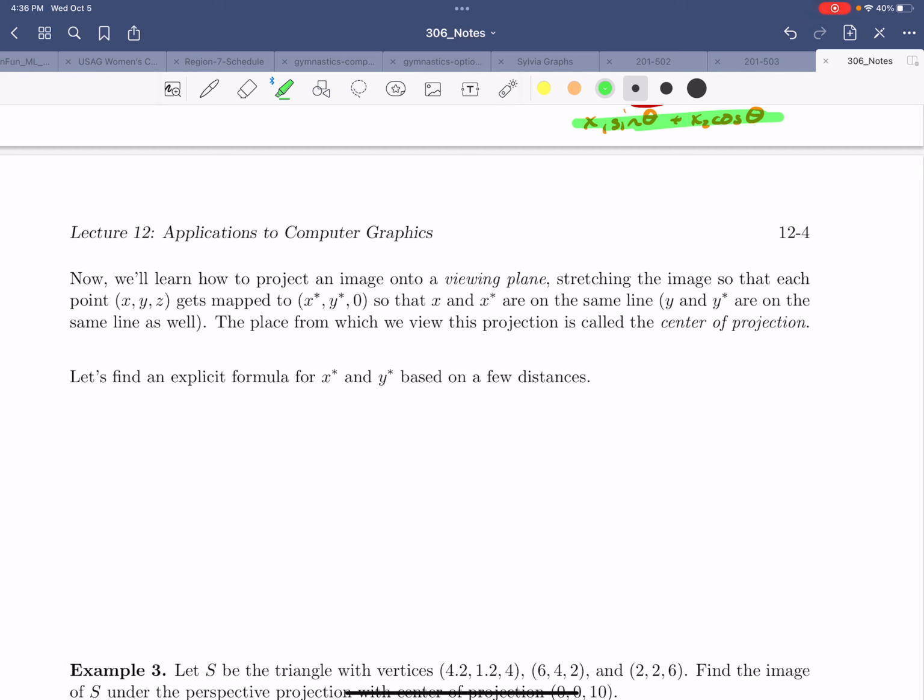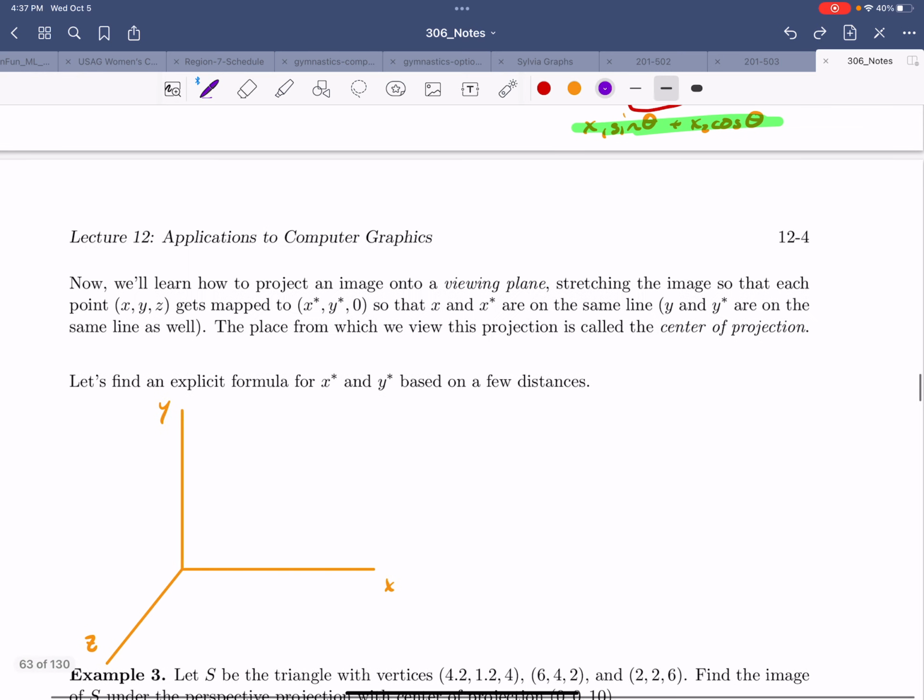Moving on, let's project an image onto a viewing plane. Consider a three-dimensional situation where here are our axes. Suppose we've got the z-axis right here, x-axis right here, y-axis right there. We normally call these x3, x1, x2, but I'm just going to call them x, y, and z, just so that it's clear what we're talking about. Suppose that we're starting from some value. Call this value d.